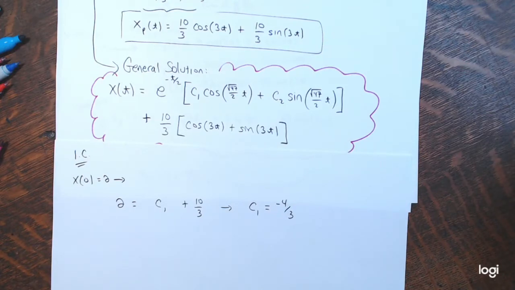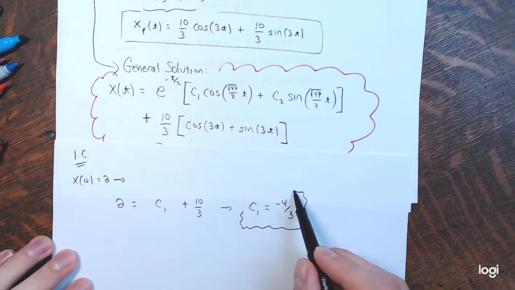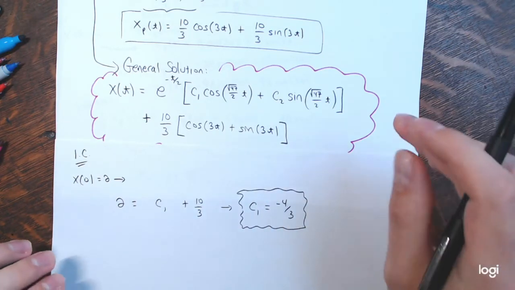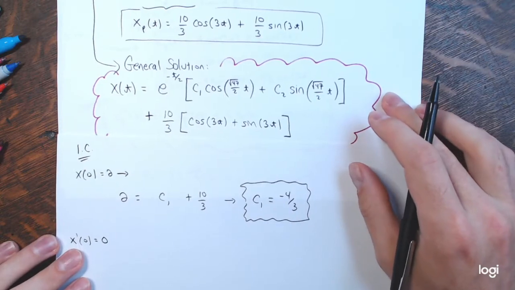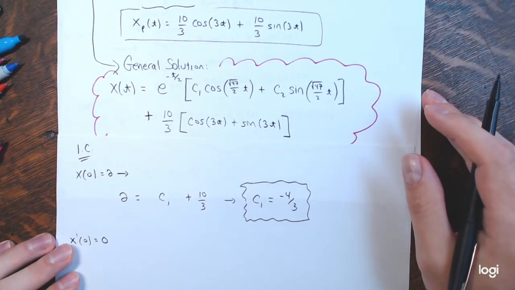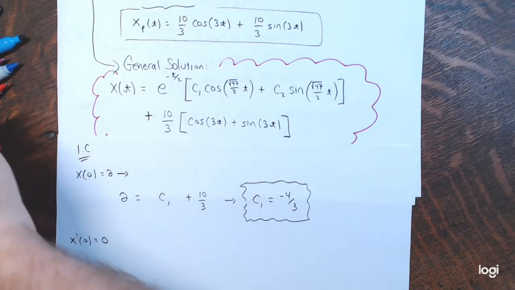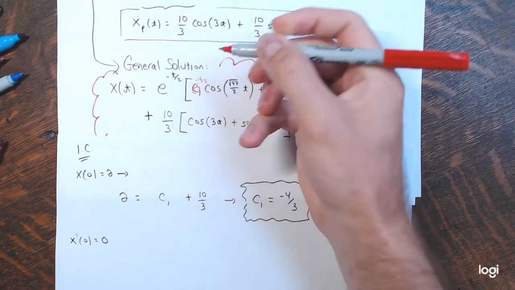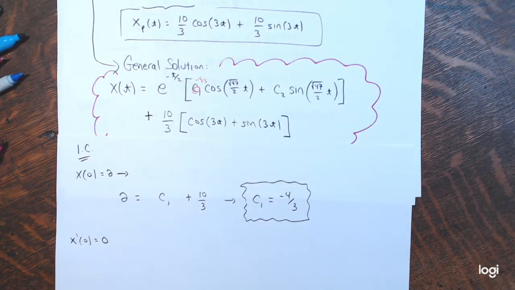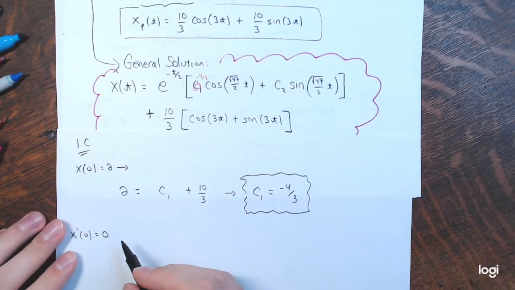And C2 will be a little trickier, because I'm going to need to use that other condition, that x prime of 0 equals 0, right? It started off at rest. Well, I'm going to replace C1 here with negative 4/3 right now, since I know it is negative 4/3. And then let's take a look at x prime. All right, this will be a doozy.